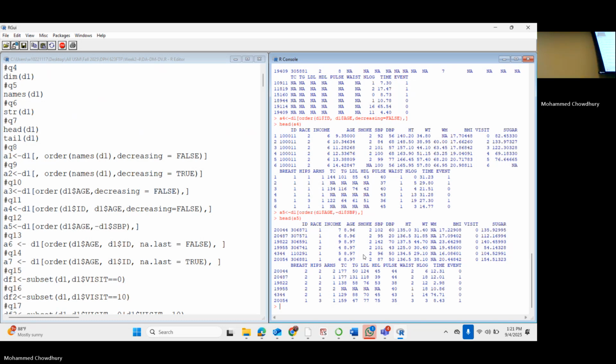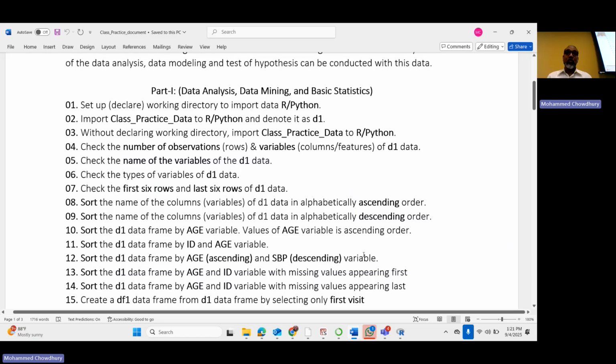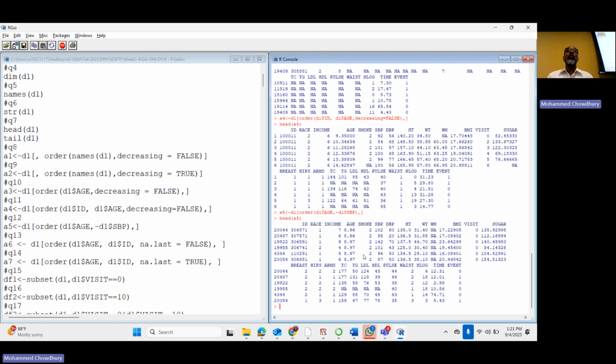So when you run this code at home, please read the Word document. This is the Word document. Please read the Word document and then run the code in order to understand these things. Remember, there are 100 problems, data analysis, data mining.